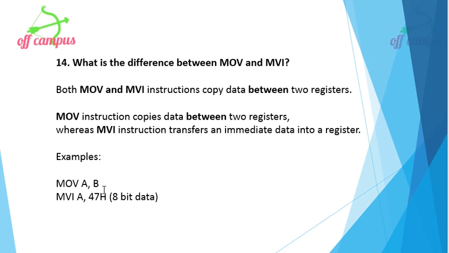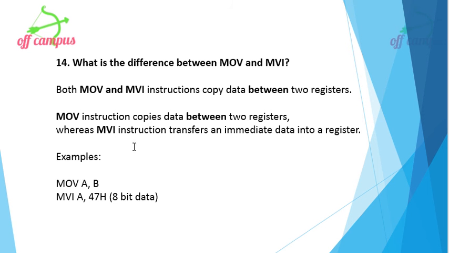Okay, we'll go to the next one. What is the difference between MOV and MVI? Both MOV and MVI instructions copy data. MOV instruction copies the data between two registers. For example, MOV A, B means just copy the contents of the register B to the register A.